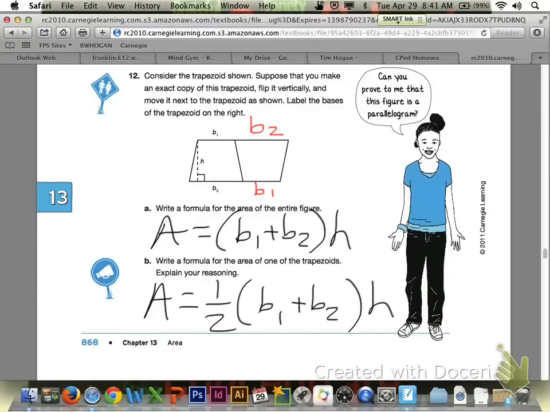If you look at letter B, it says write a formula for the area of just one of the trapezoids. Well, if you had a parallelogram which made up the entire figure, and half of that figure is one of the trapezoids, then you're going to take base 1, add it to base 2, multiply it by the height, and then take half of that. So the area for just one of the trapezoids would be A equals 1/2 times the quantity of B1 plus B2 times the height.